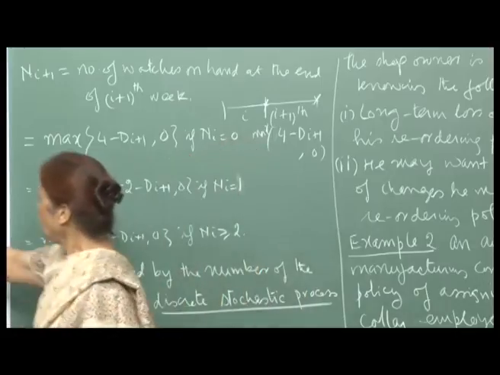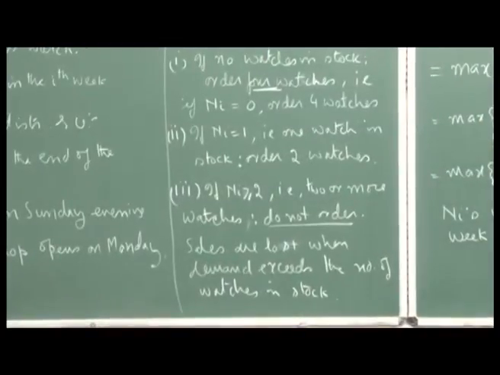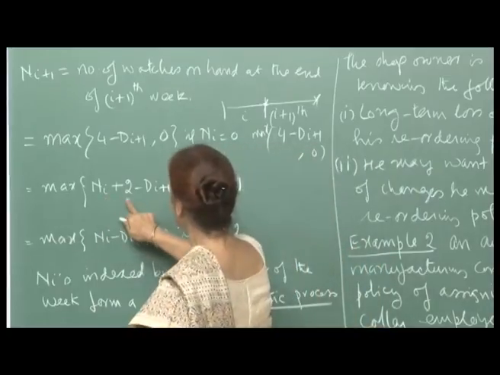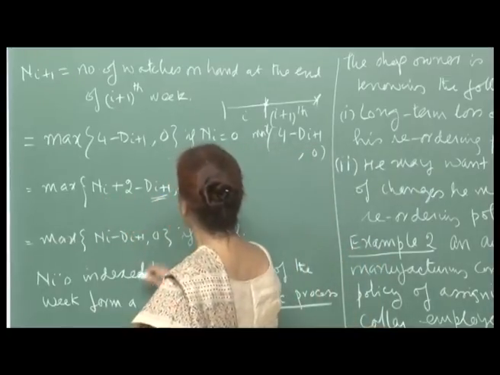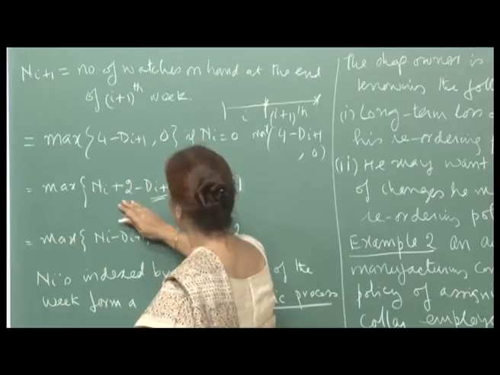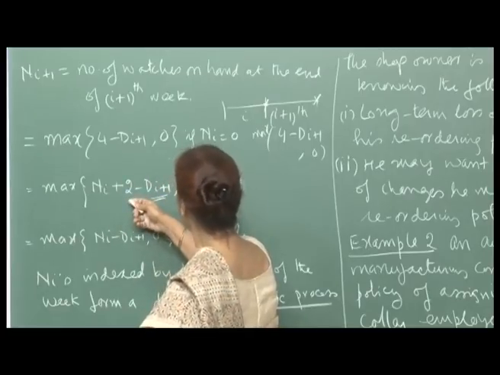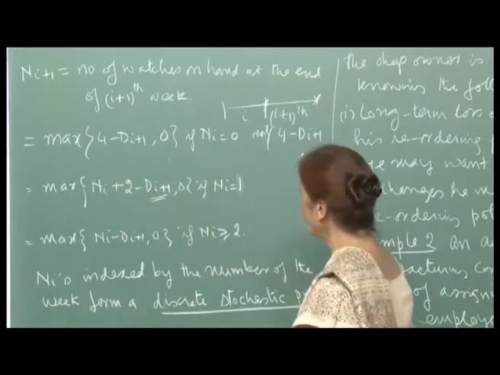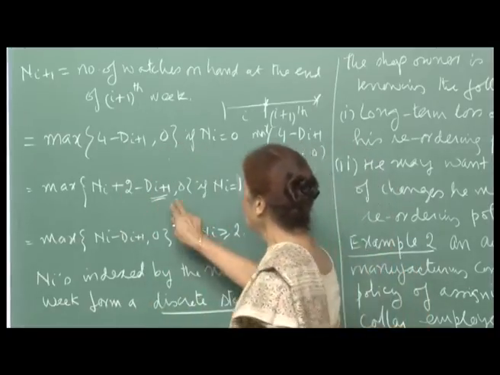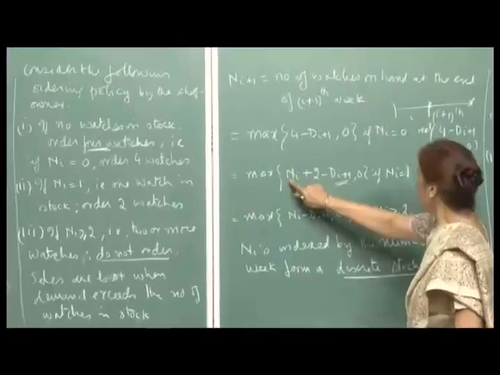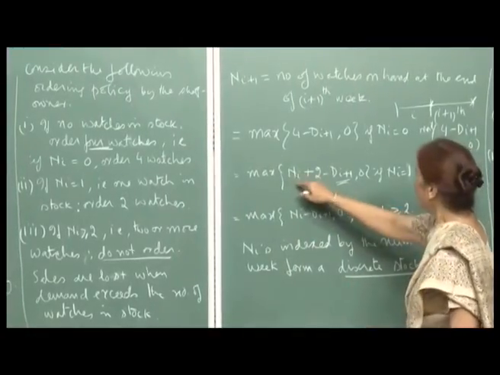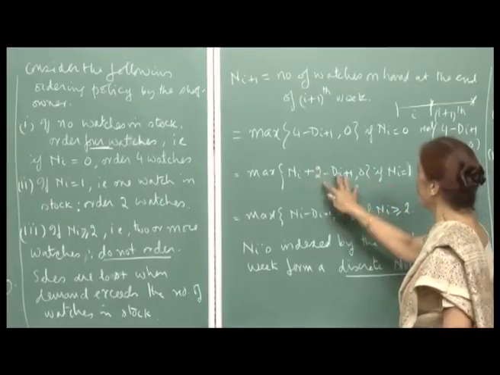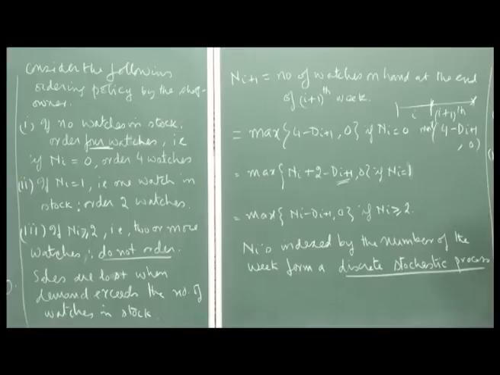So, if n_i is 1, then he orders 2 watches. So, this will be n_i plus 2 minus again whatever the demand, and if this number is positive, then that will be taken as the number of watches on hand at the end of the (i+1)th week, otherwise it will be 0. So, n_i of course you can write 1 here. So, this is actually max of 3 minus d_{i+1} comma 0. So, whichever number is positive, that number you will take.